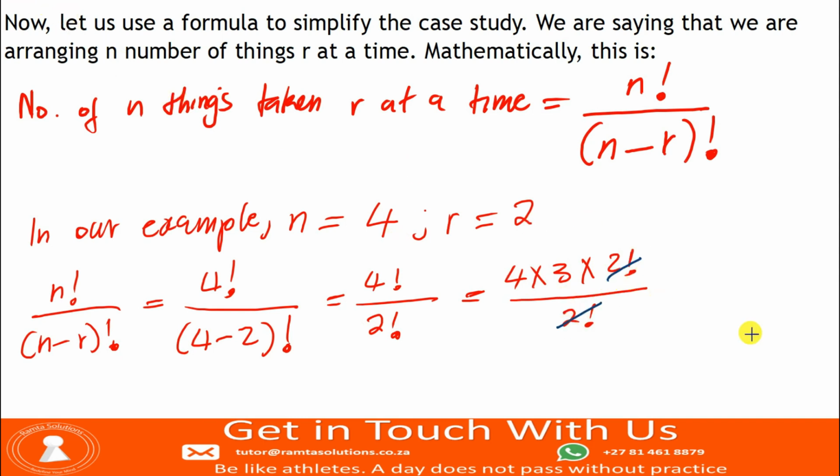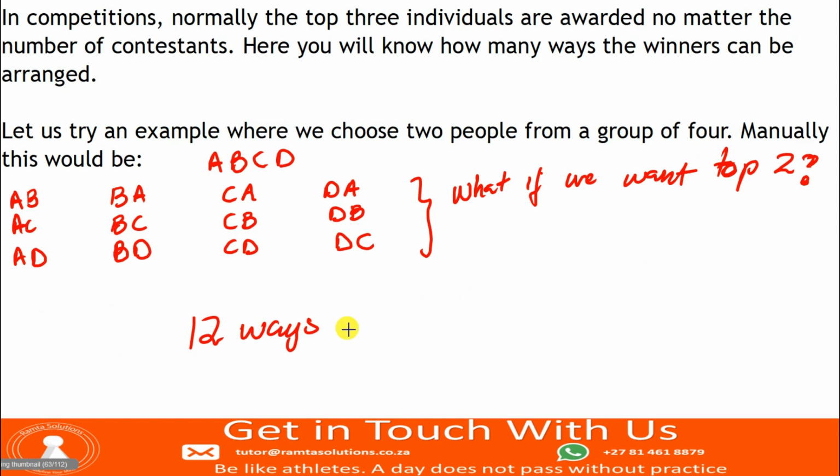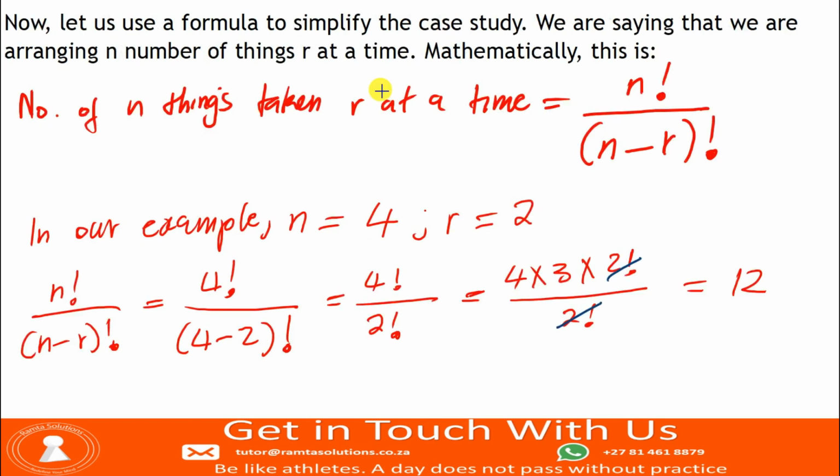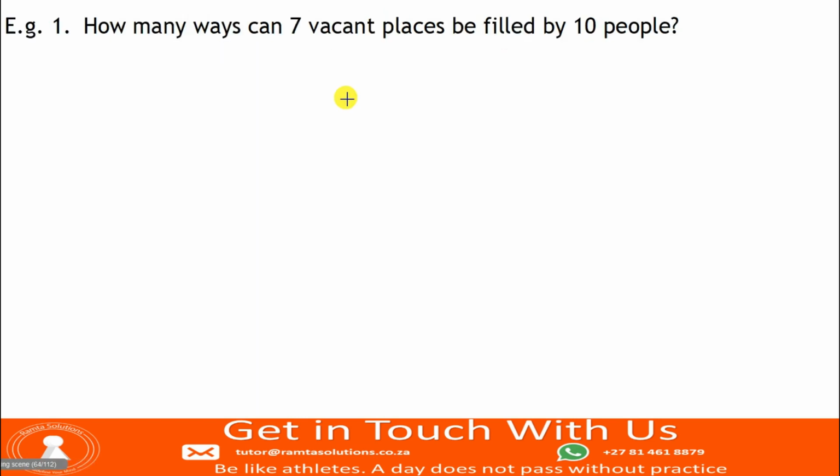Now, what is your answer? Your answer is 4 times 3. In other words, your answer is 12. You got 12 ways that you can get top 2 from 4 people. So this is it. Now, we're going to do some examples. Without any waste of time, let's head there.